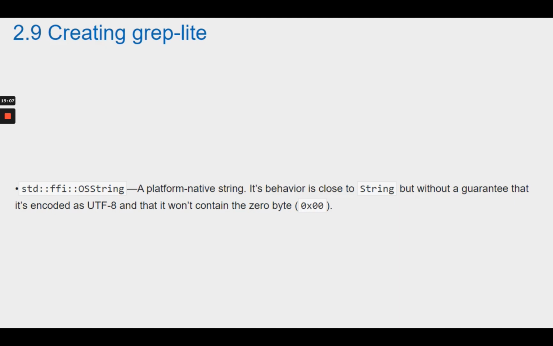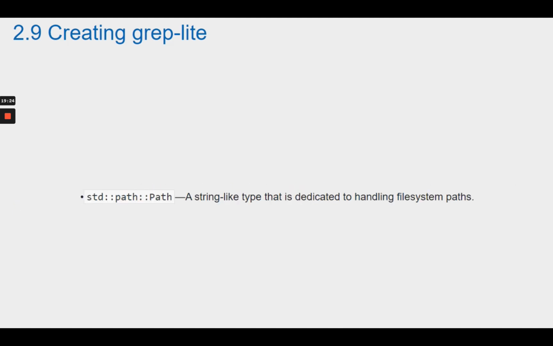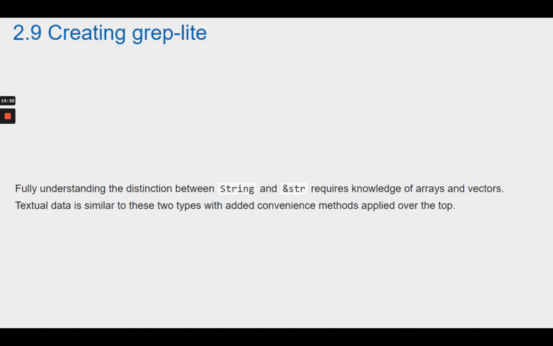std::ffi::OsString, a platform-native string. Its behavior is close to String, but without a guarantee that it's encoded as UTF-8, and that it won't contain the 0 byte, or 0x00. std::path::Path, a string-like type that is dedicated to handling file system paths.